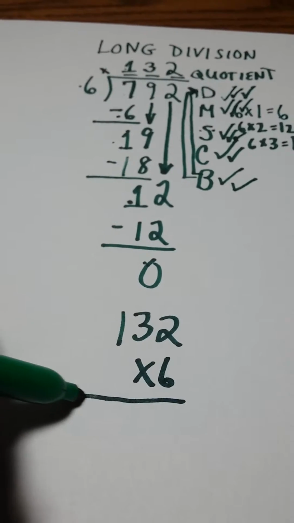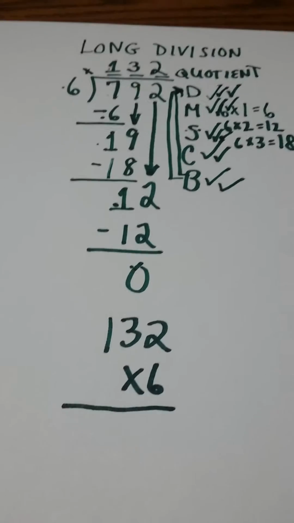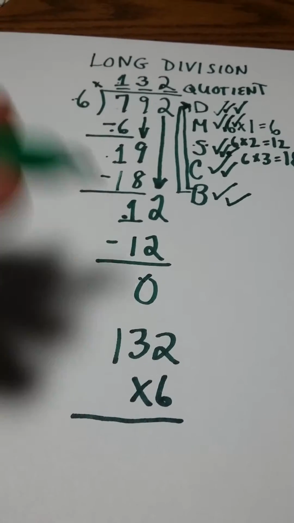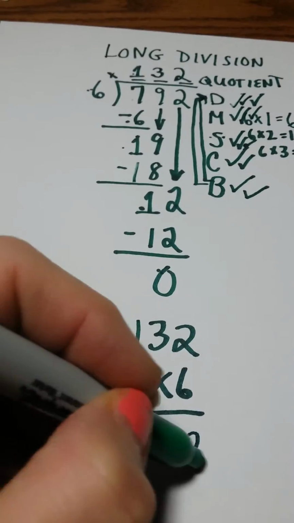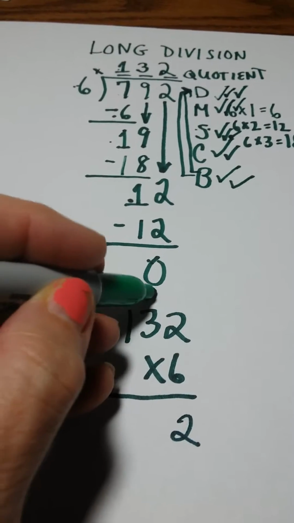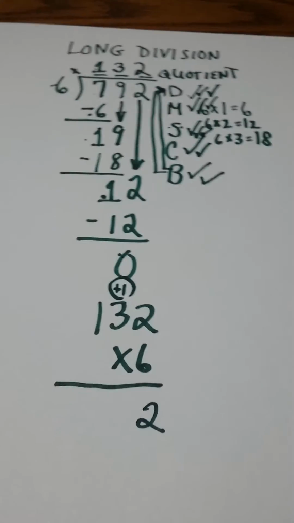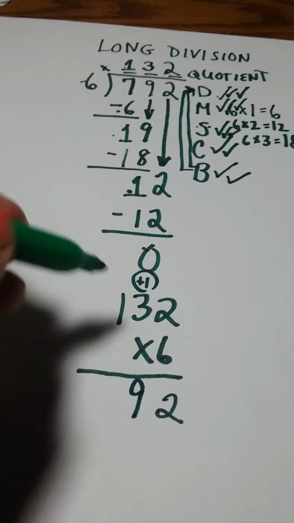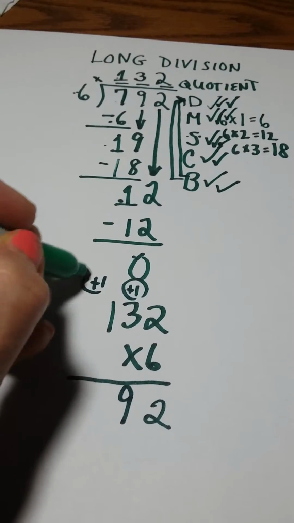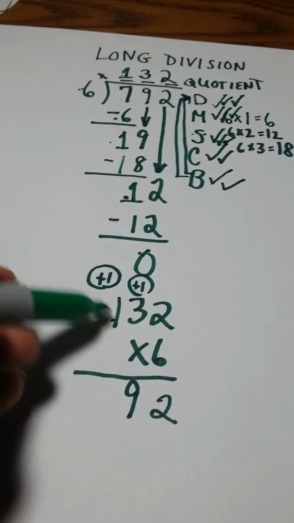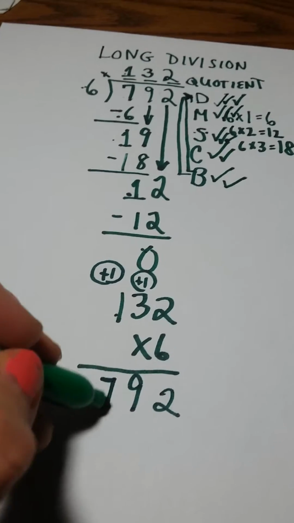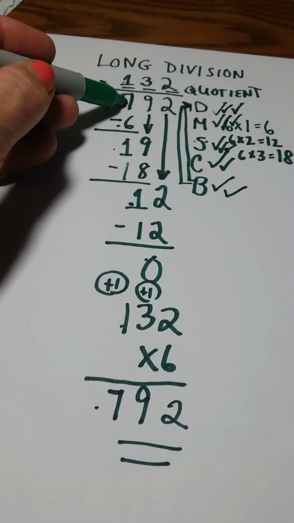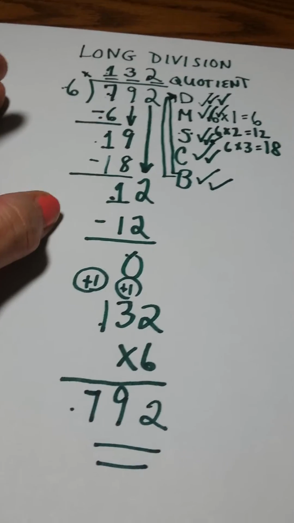Let's check our answer to make sure it's correct. In order to check your answer, you multiply the quotient by the divisor. So 6 times 2 is 12. Carry the 1. Sorry for moving the paper. 6 times 3 is 18 plus 1 is 19. Bring the 1 up here. 6 times 1 is 6 plus 1 is 7. And the answer, 792, matches my original dividend.